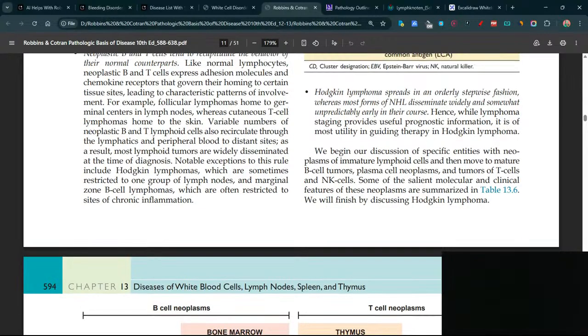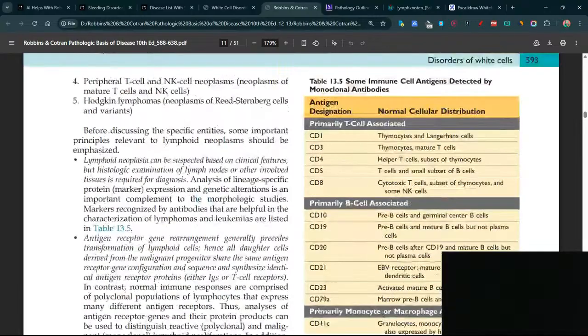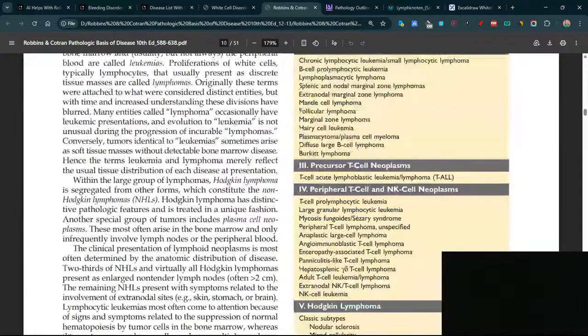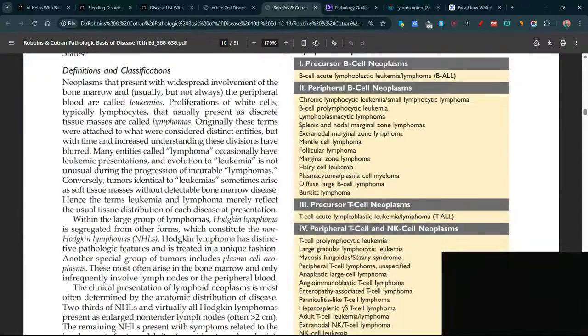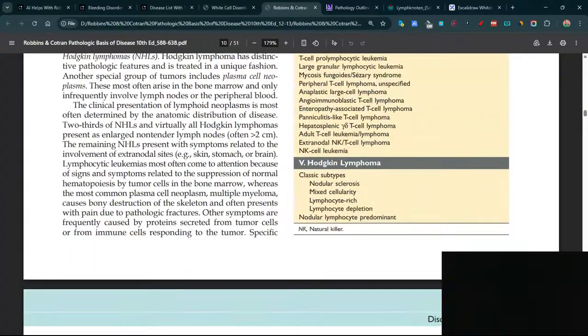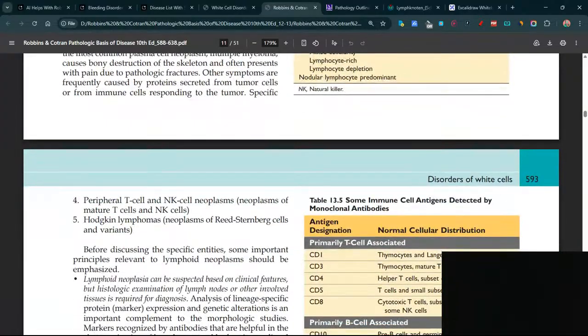So, based on what we said earlier, the WHO classified it very well based on the development phase. Okay, so is it precursor? Is it mature? In the development phase, we have four categories.